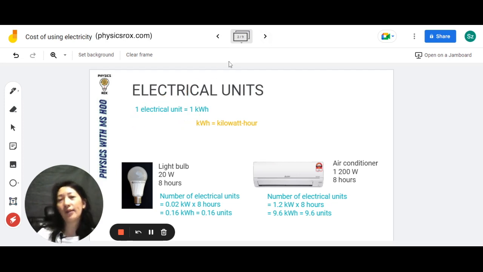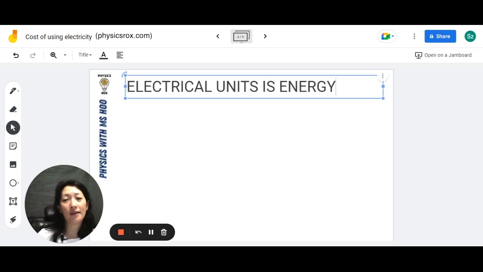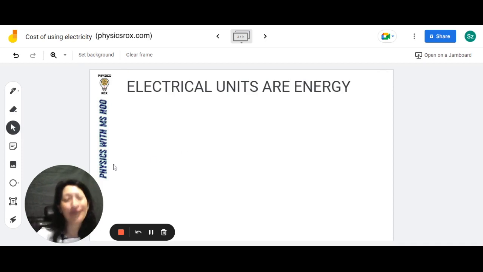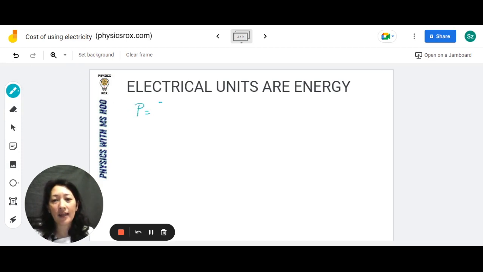But before we get to calculating the cost, let's first understand what electrical units are. Electrical units are actually energy. Okay, I just realized that there's a grammatical error here, so I'm just going to quickly fix that. Electrical units are actually energy. So why do we say that electrical units are energy? Because if you recall what you've learned about power and energy, I'm going to quickly write out the formula here. Power is energy over time, which means that energy is quite simply power times time.